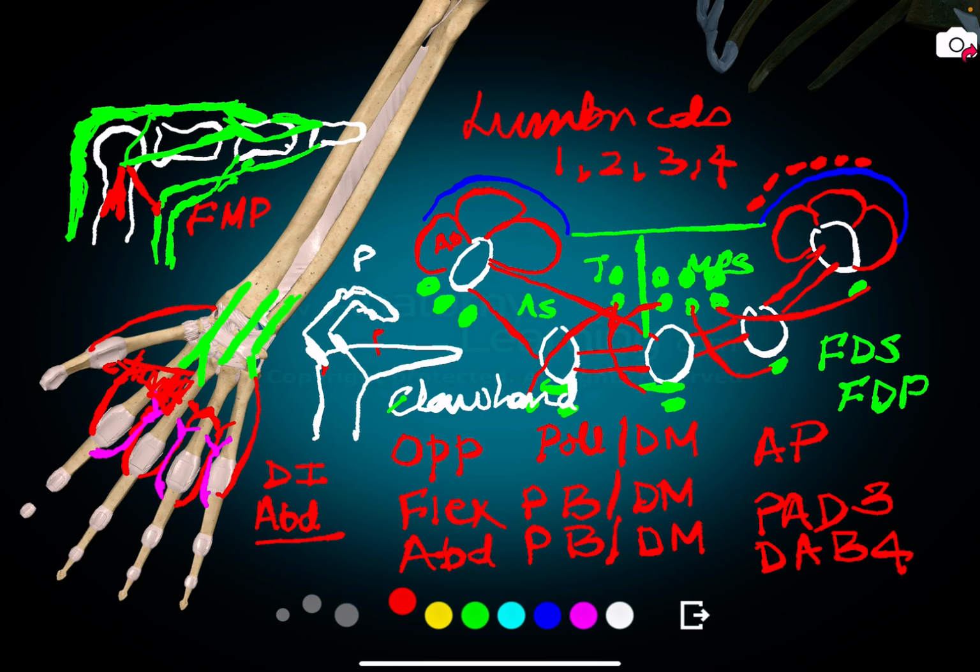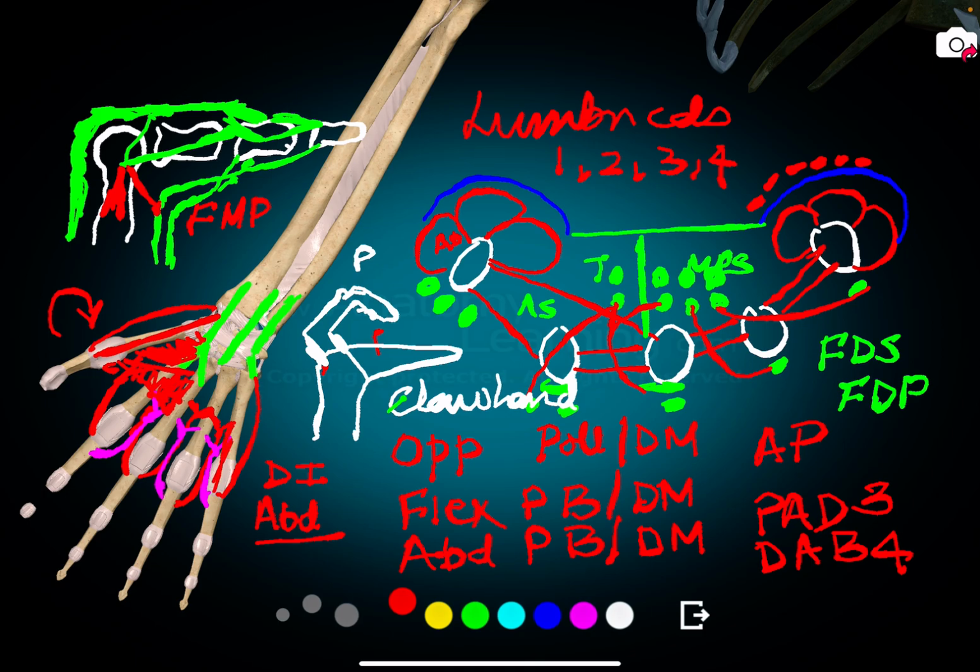We place the adductor pollicis. Then we place the abductor pollicis brevis we have placed. The flexor pollicis brevis is here, and the opponens pollicis is inserted on the outer aspect of the metacarpal so that it rotates the metacarpal inwards, and this rotation is called opposition. So this is the opponens pollicis.